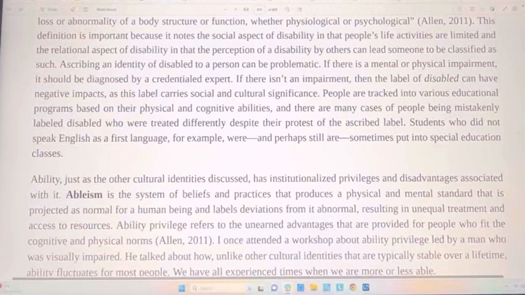If there isn't an impairment, then the label of disabled can have negative impacts, as this label carries social and cultural significance. People are tracked into various educational programs based on their physical and cognitive abilities, and there are many cases of people being mistakenly labeled disabled who were treated differently despite their protest of the ascribed label. Students who did not speak English as a first language, for example, and perhaps still are, sometimes put into special education classes.